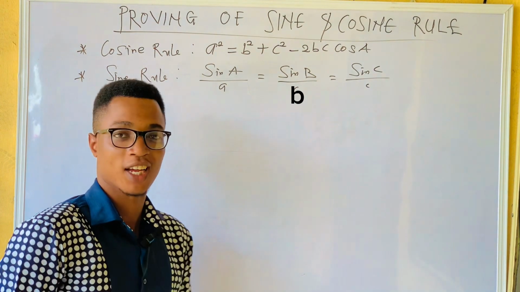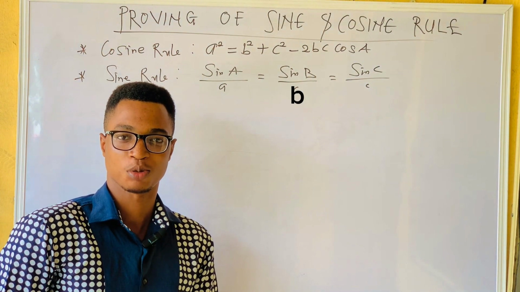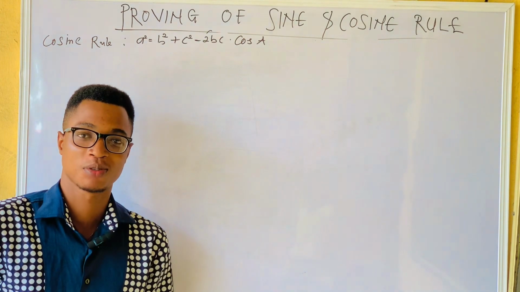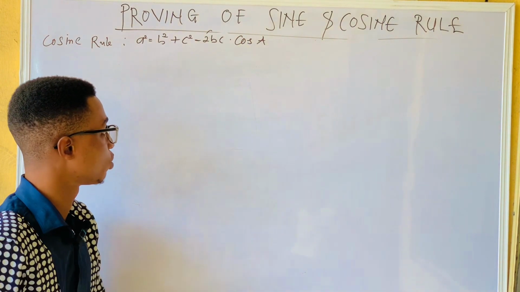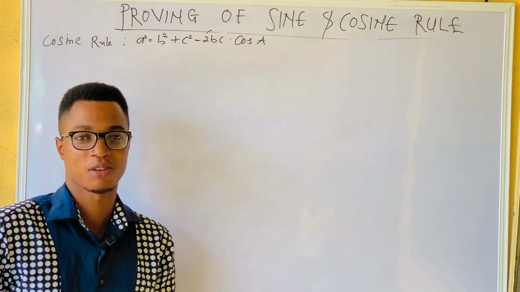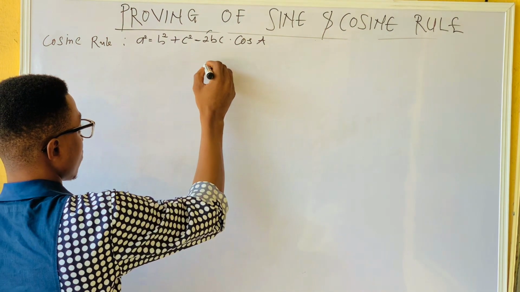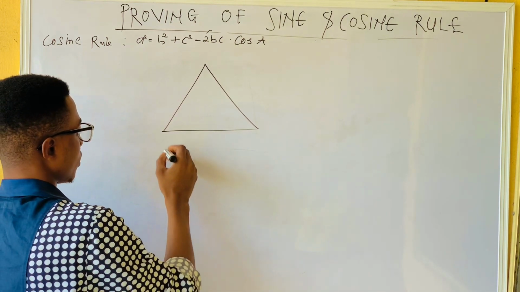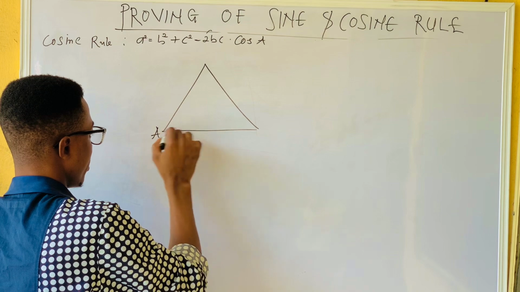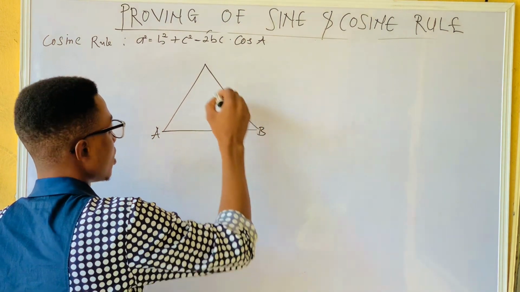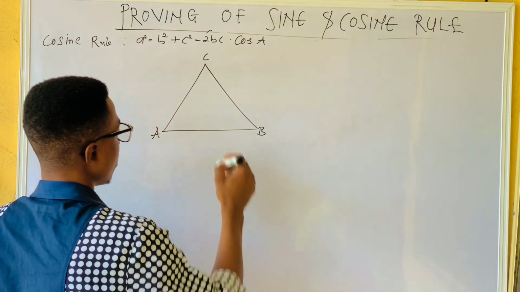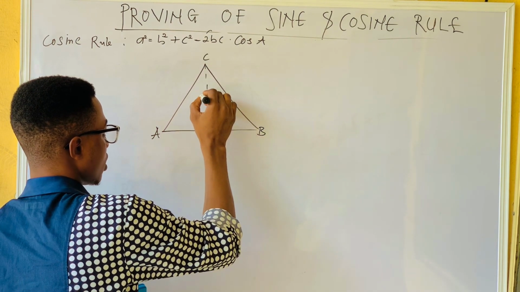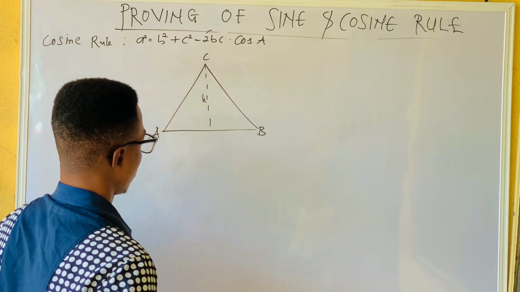These are the sine and cosine rules. First of all, we need to prove the cosine rule. And for us to prove this rule, we need to consider a triangle. Let's denote the vertices as A, B, and C. And of course, we have the height of the triangle. Let's denote the height as h.